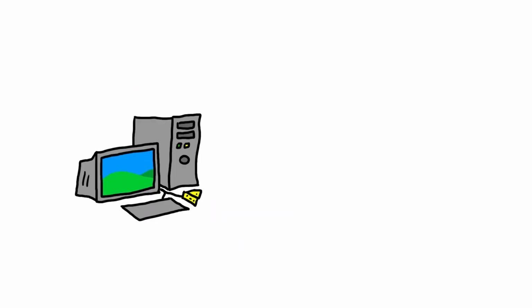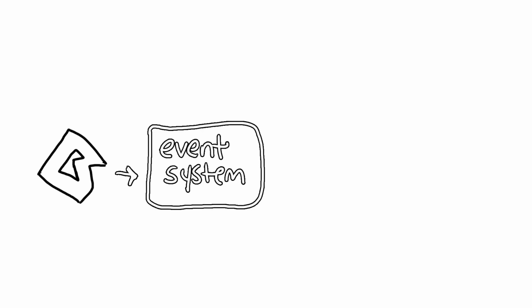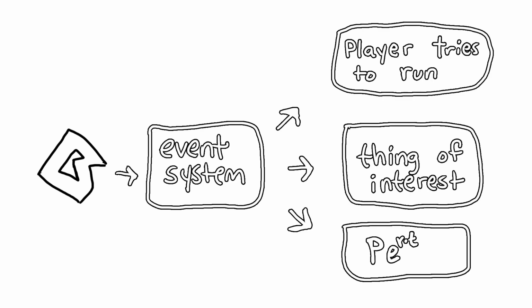It turns out the computer does exactly what you tell it to do, and GameMaker has a system for these things called events, which is where you put the logic that you want to run when something of interest happens.